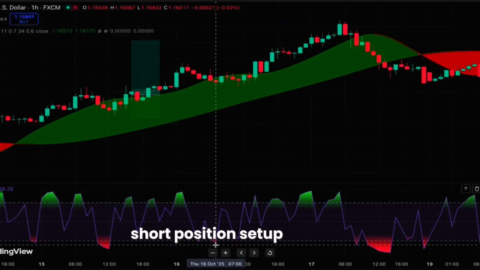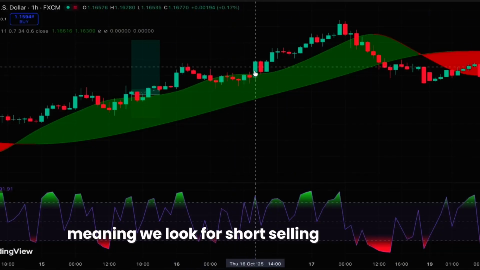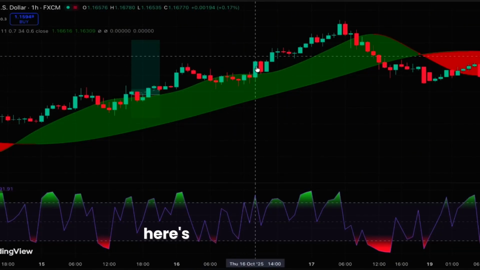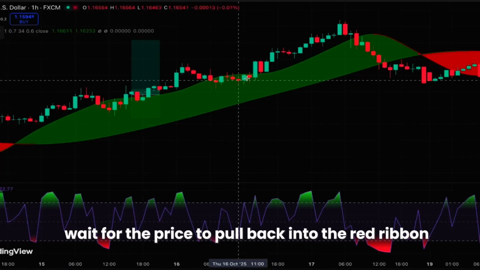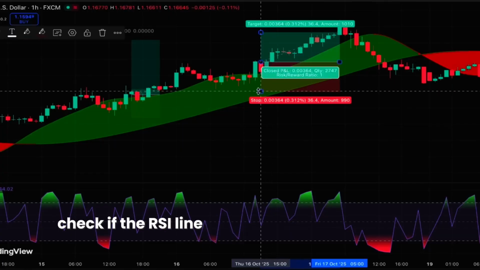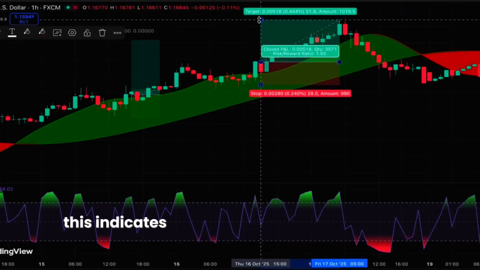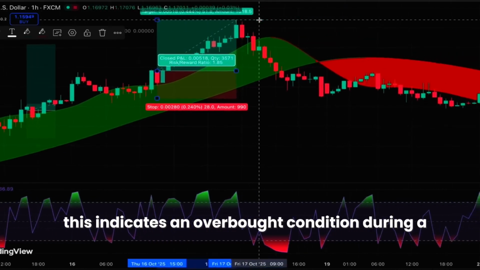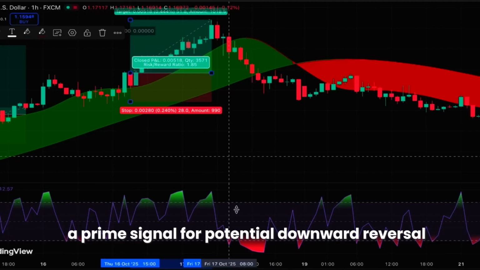Short position setup, sell signal. When the ribbon turns red, the market bias shifts to bearish, meaning we look for short selling opportunities. Here's how to identify them. Wait for the price to pull back into the red ribbon. While the price is inside, check if the RSI line rises above 80 for at least one candle. This indicates an overbought condition during a downtrend, a prime signal for potential downward reversal.